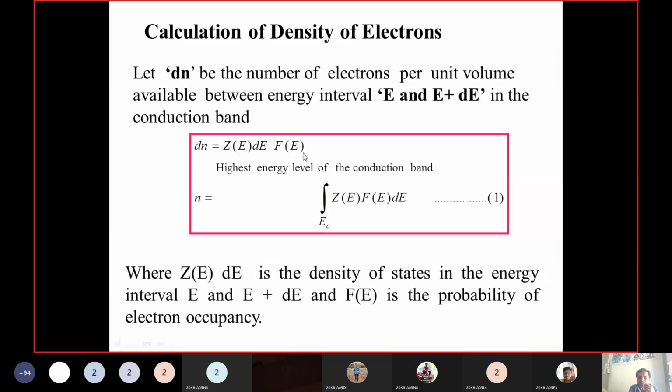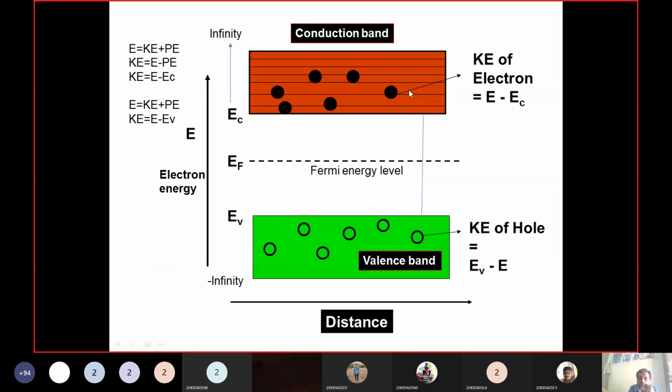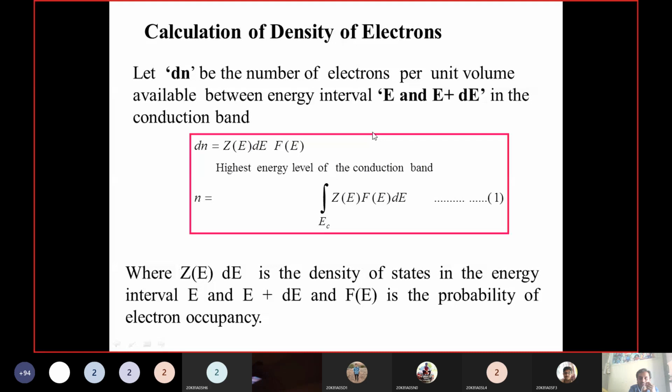In each state, that many electrons will be present. The density of states is how many states there are per unit volume. In the energy range from E to E plus dE, how many energy states will be there? That is Z of E dE. F of E is the Fermi function. Using this Fermi equation, we can calculate the probability of finding the electron in the density of states.